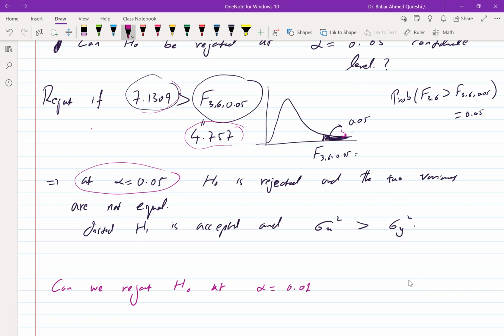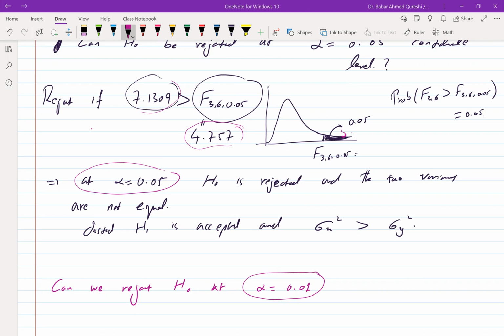Now the question is, can we reject H naught at 0.01 significance level? The book cannot have all the tables. So for the F variable, it has only tables for significance 0.05 and significance 0.01. So let's see what number the table gives for this significance, and can we reject it with a bigger significance of 0.01.